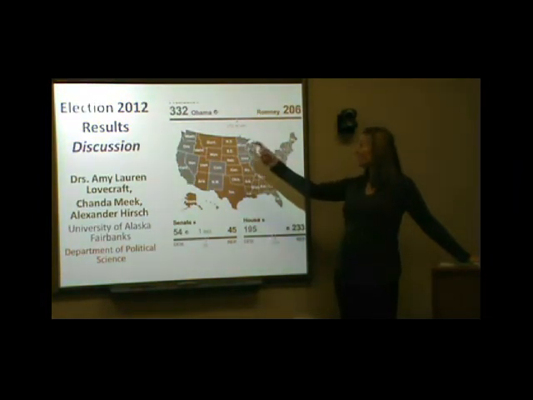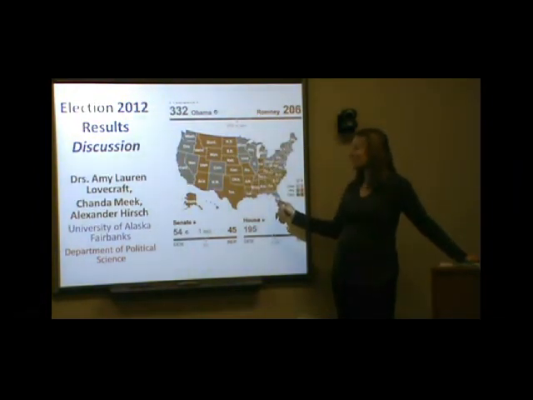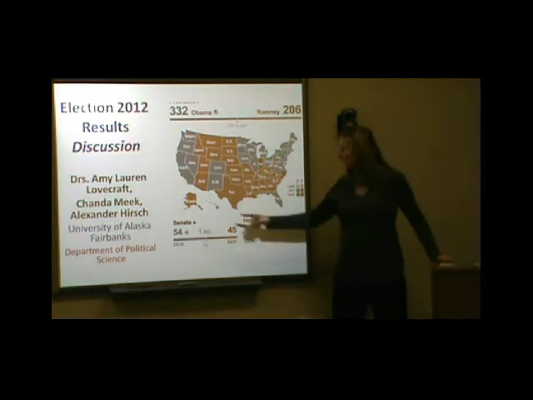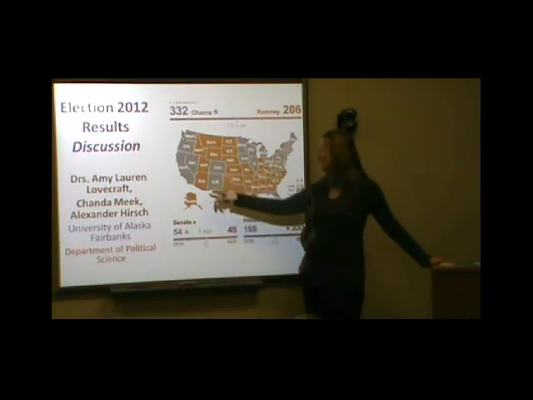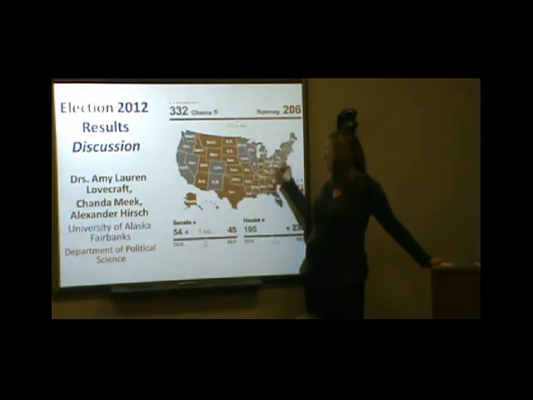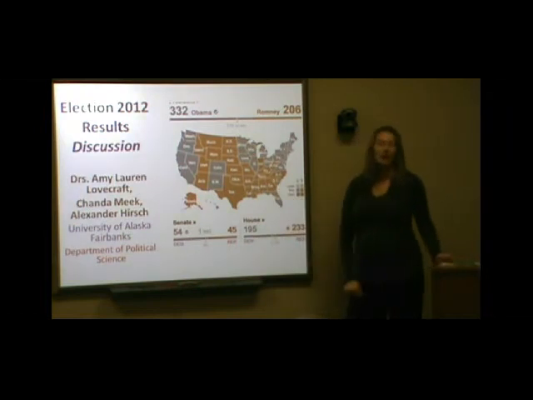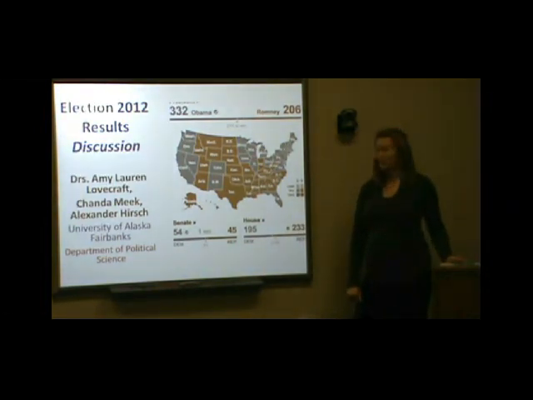So of all these states, right, the Electoral College goes by population. So Alaska has only 3 electoral votes compared to California, Texas, other places, New York because of Manhattan, right, which have dozens of electoral votes.